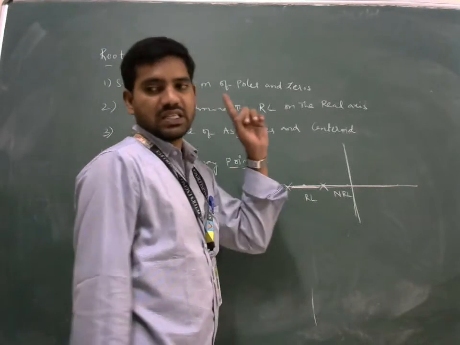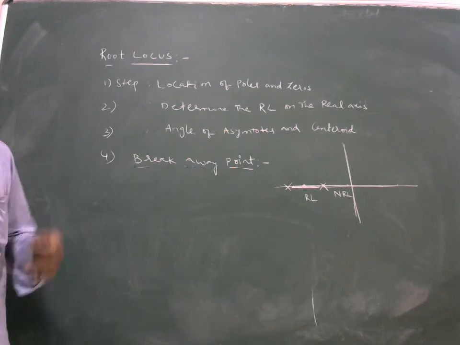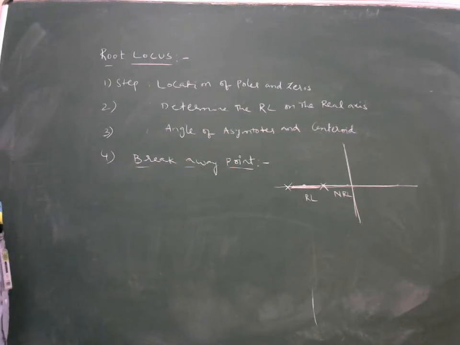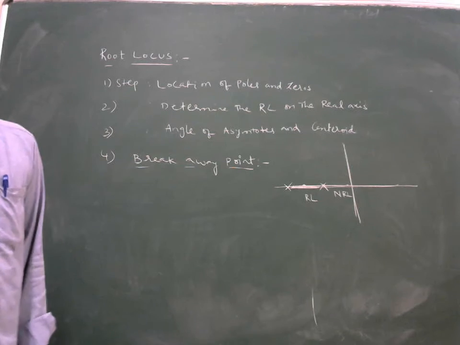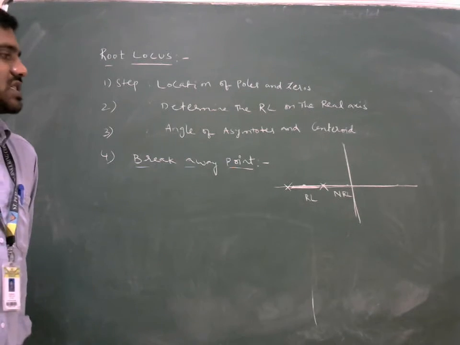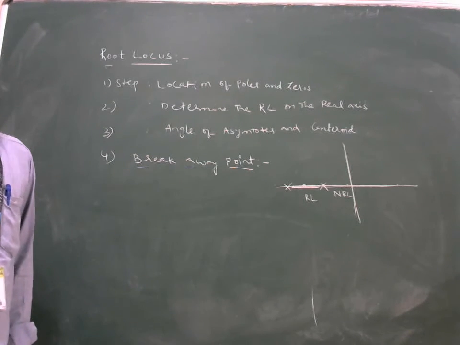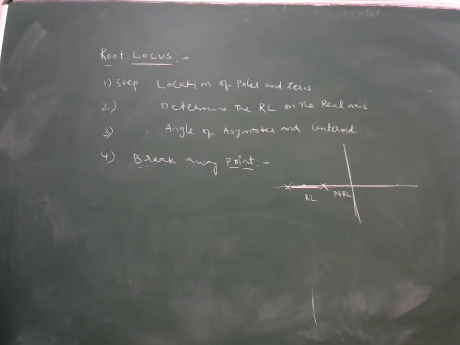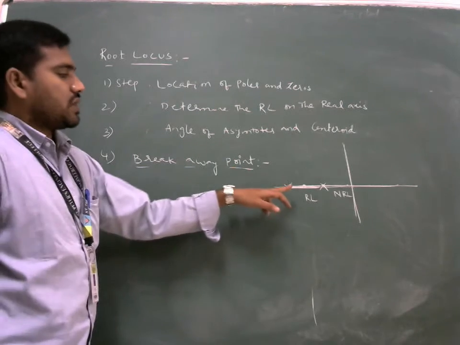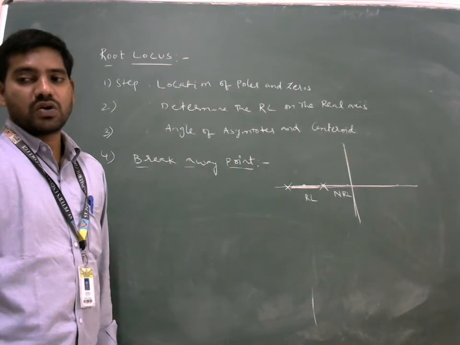Every root locus branch starts at a pole. You need to keep in mind whenever we discuss root locus, the number of root locus branches is equal to the number of poles. For example, if you have 3 poles, you have 3 root locus branches. Here, how many poles are there? 2 poles, and a pole is represented with a cross mark. If there are 2 poles, we have 2 root locus branches.